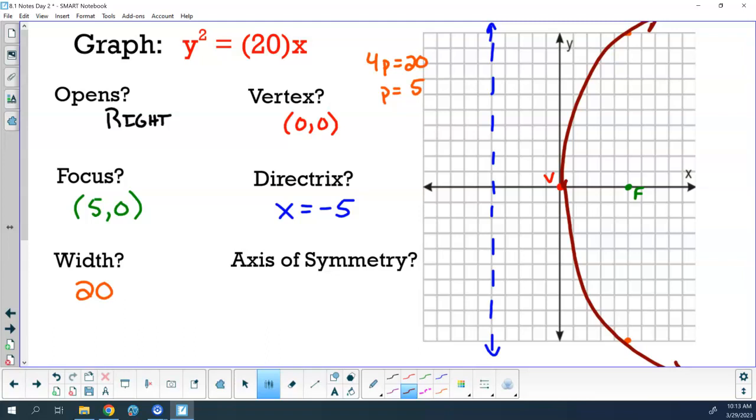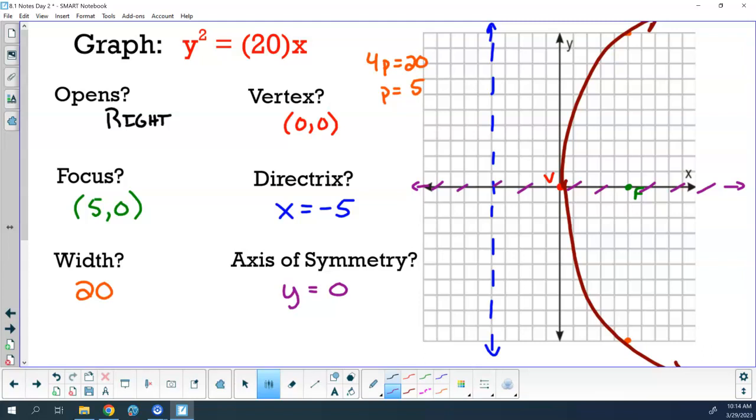And then lastly, we have the axis of symmetry. Horizontal line. So since my vertical line was x equals, my axis of symmetry is going to be y. One of them is going to be x equals, one of them is going to be y. Okay. Questions on that?